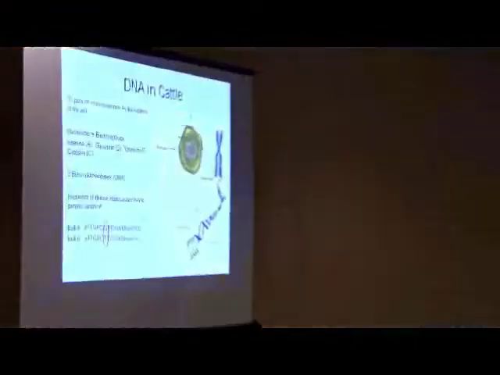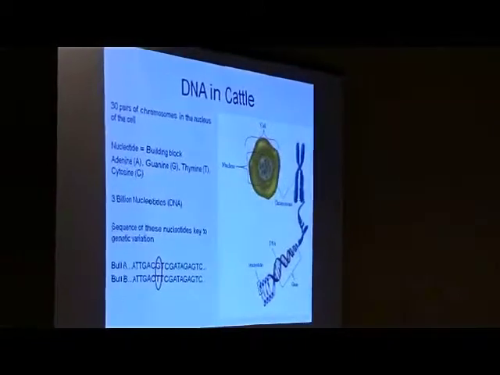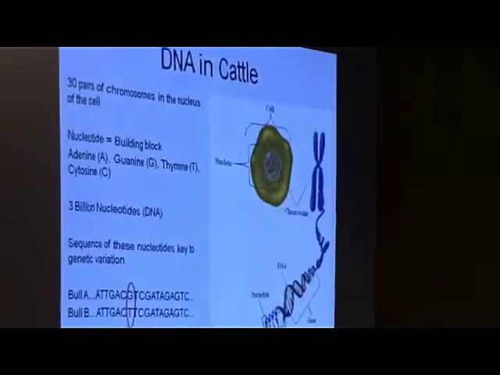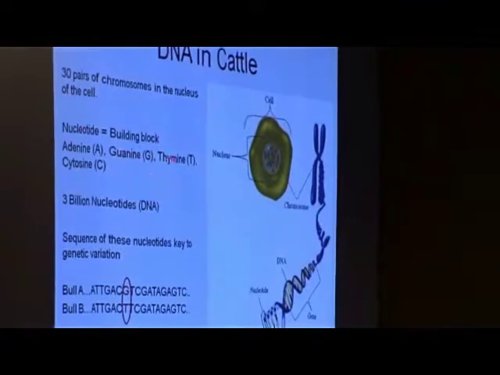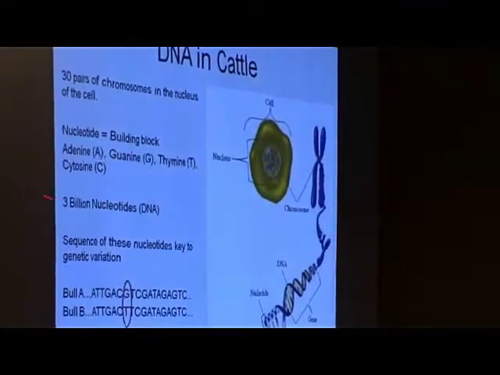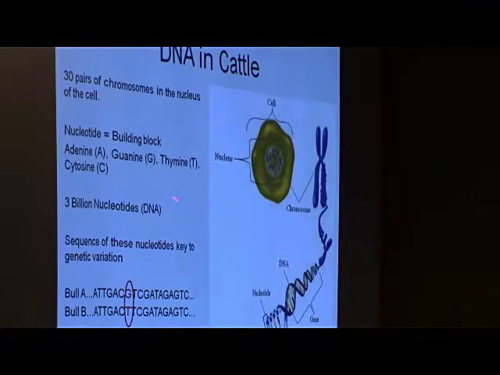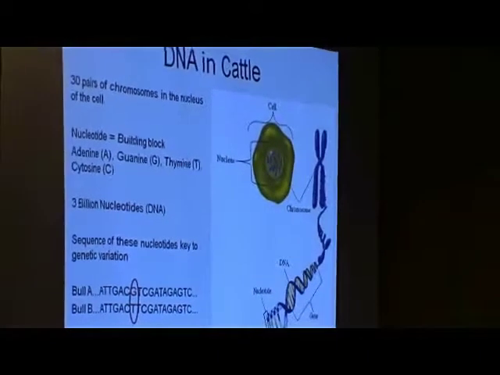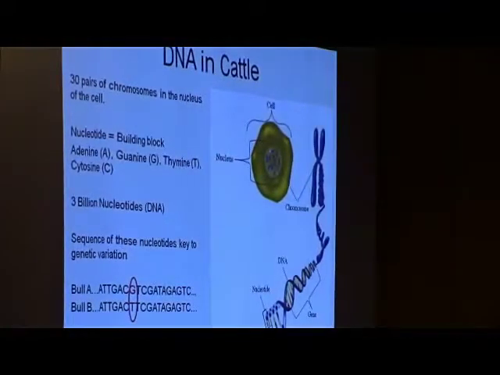Okay, so DNA is stored in 30 pairs of chromosomes in the nucleus of the cell. These chromosomes are made up of nucleotides. These are the building blocks of the DNA. There are 4 options, A, G, T, and C. And a bovine has 3 billion nucleotides in every cell. And the sequence of those A's, G's, T's, and C's, those 3 billion nucleotides, is key to genetic variation.